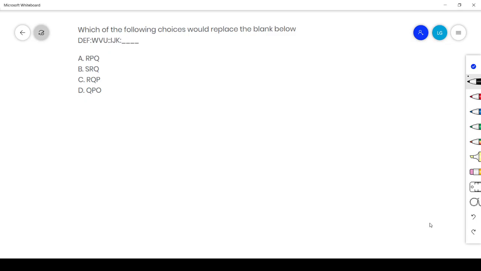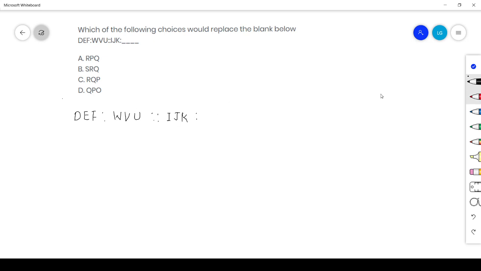Our question is, which of the following choices would replace the blank space below? Now here we have given that DEF is related to WVU. Then how this IJK means, which of the given pair will match to this given IJK.